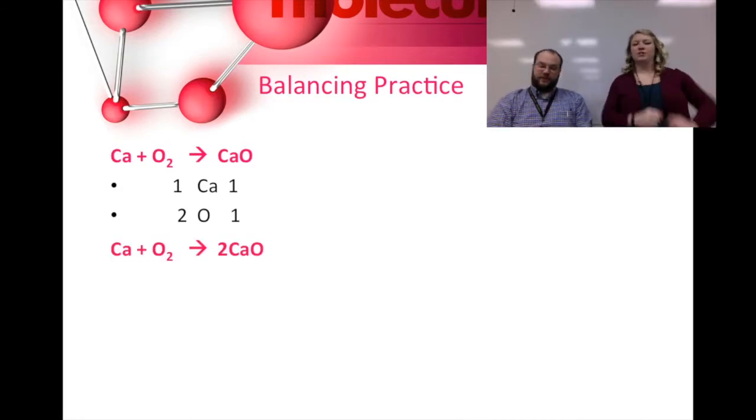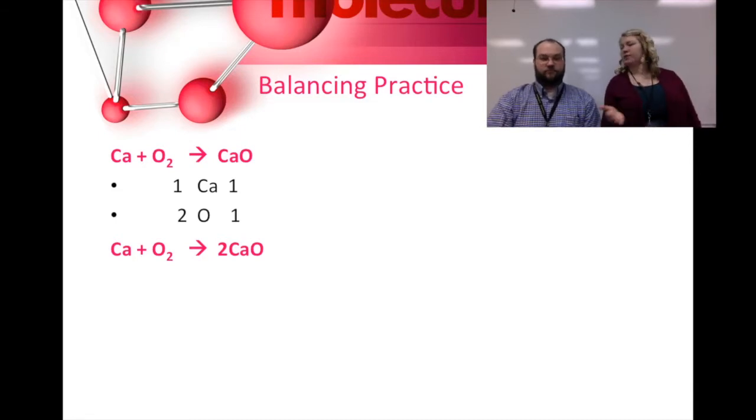So I have a rewritten equation. I'm going to start by putting a 2 in front of the CaO on the right side. Then I need another oxygen on the right side, so I put a 2 there because 2 times 1 is 2. Now I have 2 oxygens.